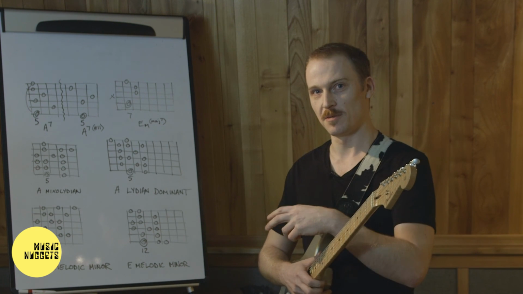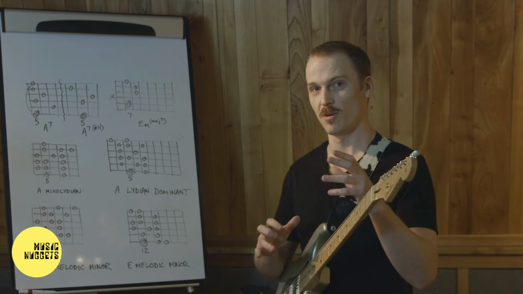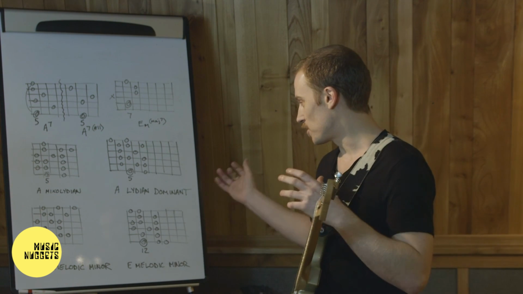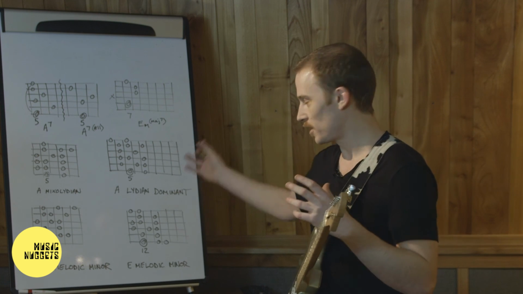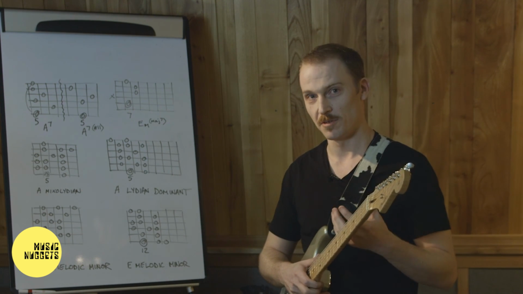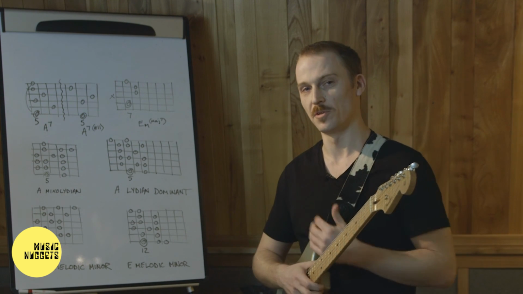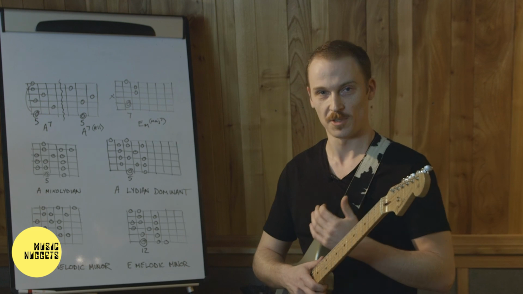So in the next lesson, I'm just going to show you how basically you can start building chords out of these scales, this melodic minor system, this Lydian dominant system, and they're all relative. And like you can build chords out of your modes for your major scale, you can build chords out of your modes for your melodic minor scale. So tune in next time for that.